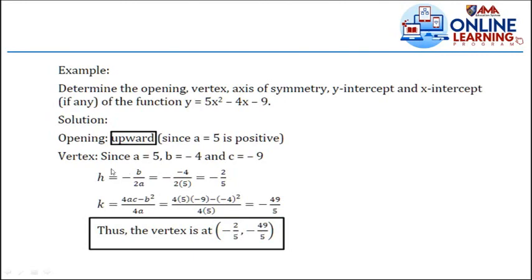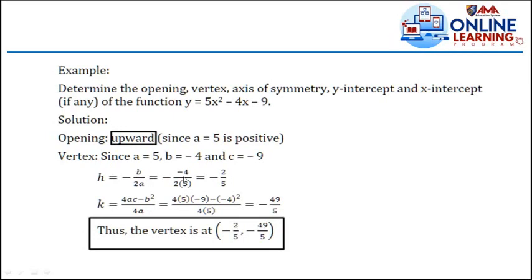Okay? So the vertex: since a is equal to 5, b is equal to negative 4, and c is equal to negative 9, we're going to get now the value of our vertex. Using the formula, x, which represents the x-coordinate, is equal to negative b all over 2a.